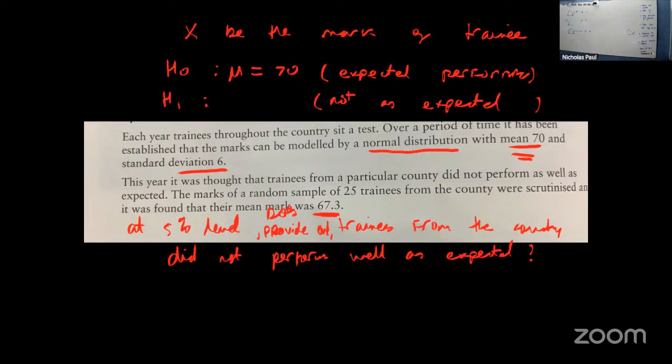So think about it. If they got 70, that means they performed as expected, right? If they get 72, then they perform well, as expected. So for us to test if they did not perform as expected, we will have to test mu as being less than 70.